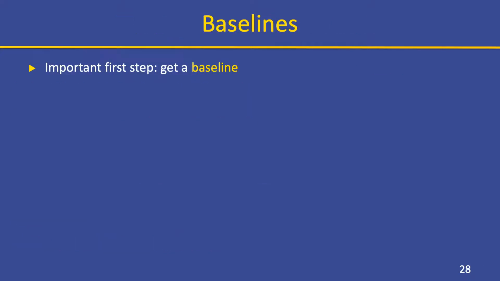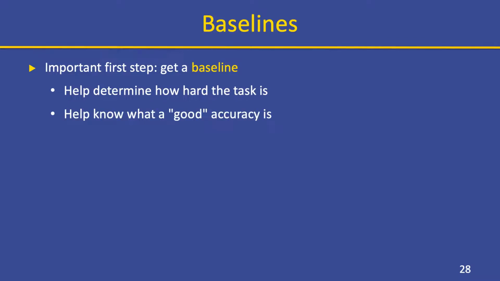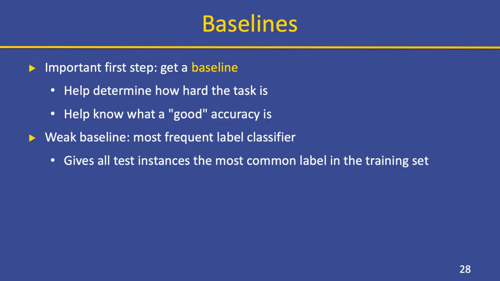Before we even start working on a classifier, we need to get a baseline. We need to know how hard the task is, and we need to know what we're aiming for. So we need to be able to define what a good accuracy is. The most frequent label classifier is sometimes used as a baseline. That's a weak baseline. It gives all test instances the most common label in the training set.